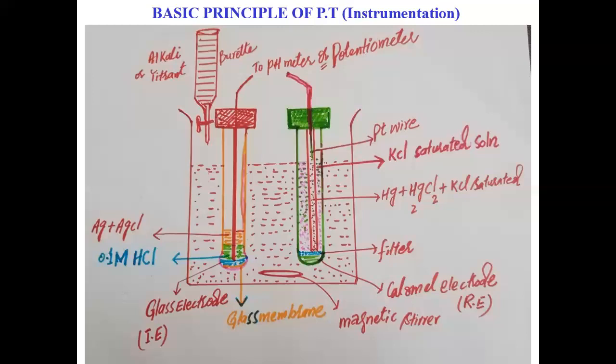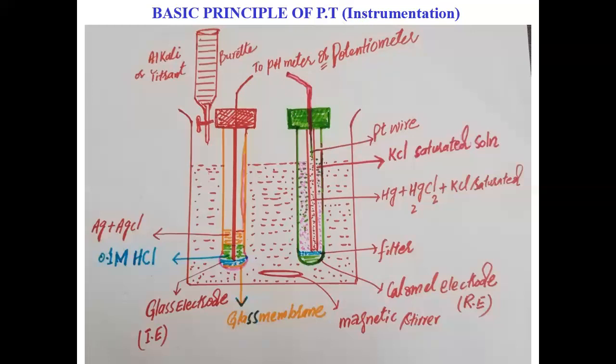Now these electrodes are linked with a potentiometer. You can see in the diagram, these electrodes are linked with a potentiometer. And in the acid-base titration, it will attach to a pH meter. So in this way, we can determine the pH of this solution.